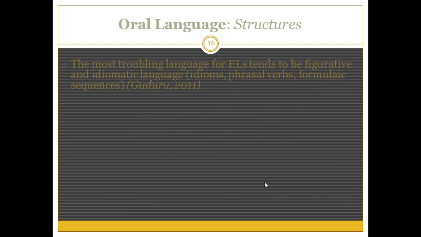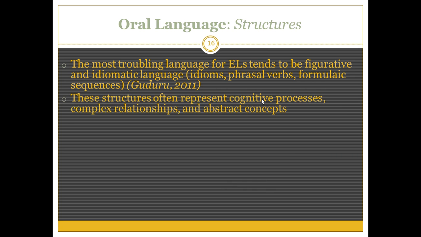Oral language structures. So one researcher, Guduru, has noted that the most troubling language for ELs tends to be figurative and idiomatic language. So this includes idioms or expressions, phrasal verbs, such as pick up or drop off, and formulaic sequences. The reason why these structures are difficult is because they often represent underlying cognitive processes, complex relationships, and abstract concepts.